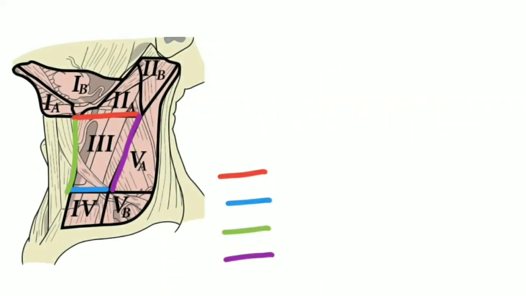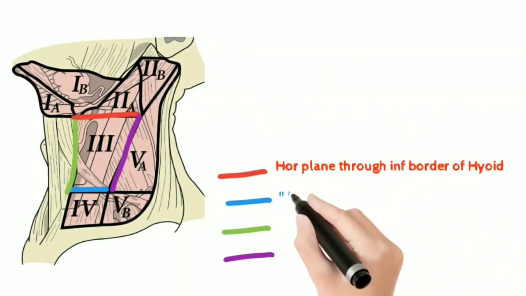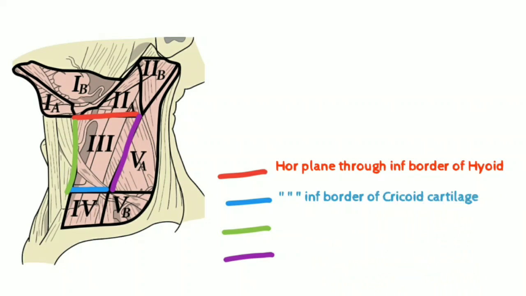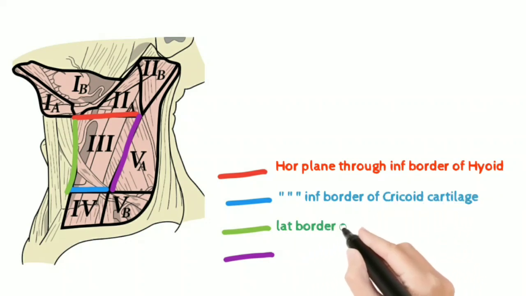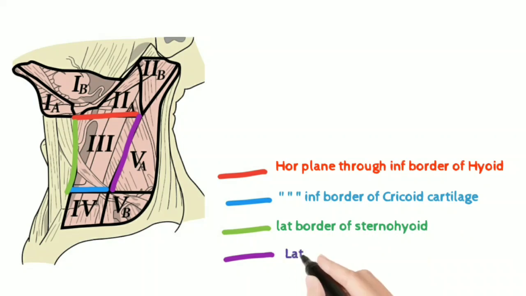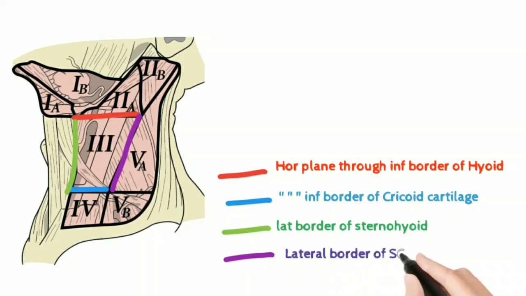Now let's look at the picture. Superiorly by a horizontal plane defined by the inferior border of hyoid, inferiorly by the horizontal plane through the lower border of cricoid cartilage, medially by the lateral border of the sternohyoid muscle and laterally by the lateral border or the posterior border of the sternocleidomastoid.